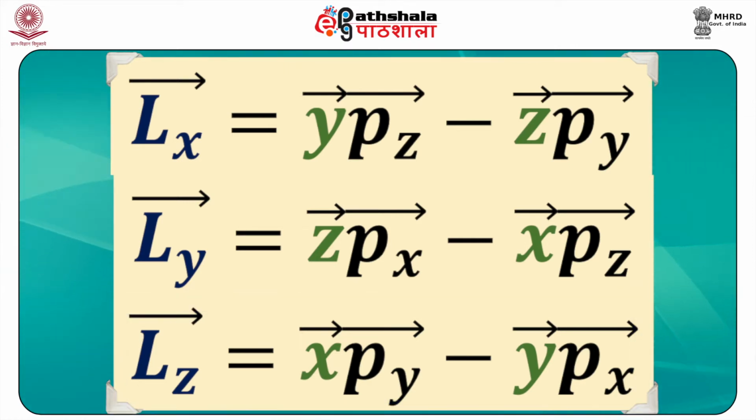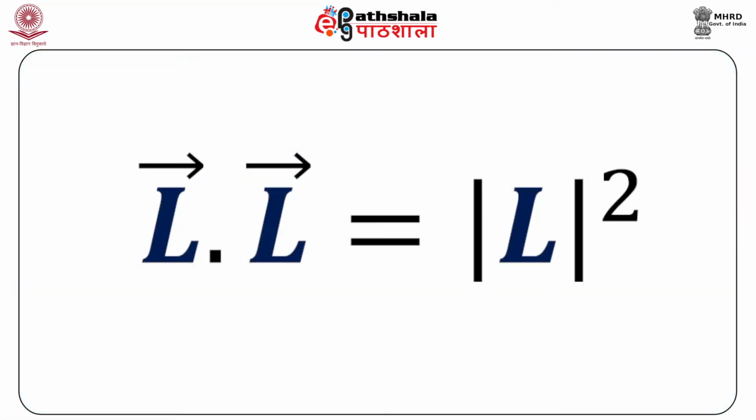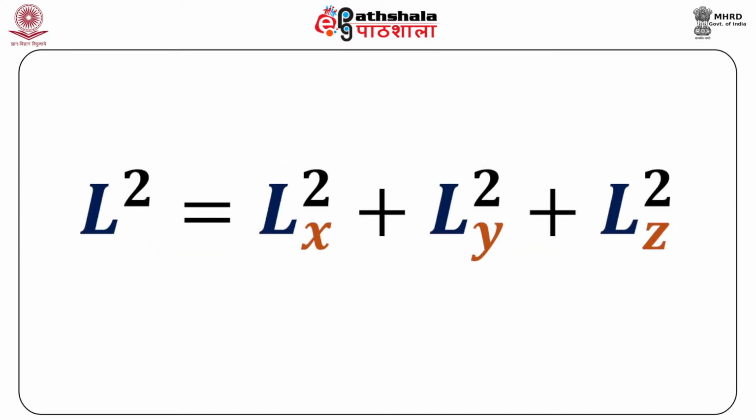It is important to note that the direction of angular momentum is always along the axis perpendicular to the plane of rotation. That means if the object under consideration is in the yz plane, then the angular momentum is directed towards x axis, and so on. And with this, the magnitude of angular momentum is obtained by taking dot product of L with itself. L dot L gives L square, which on solving gives Lx square plus Ly square plus Lz square. It is important here to note that the magnitude is a scalar quantity.